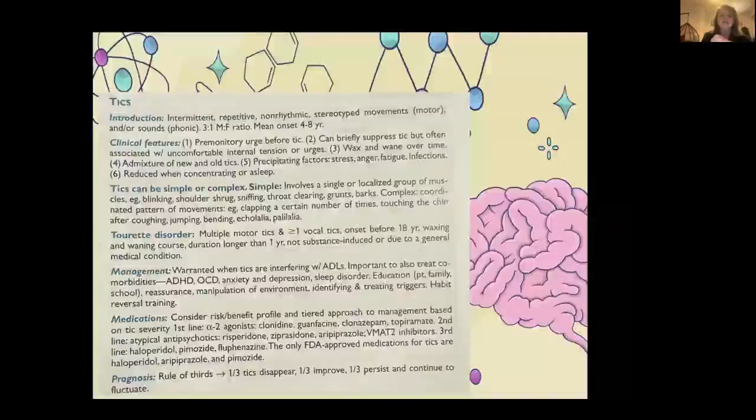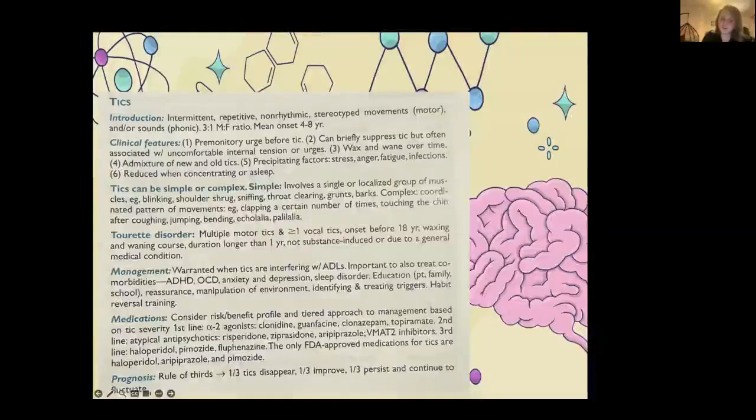They have to do that. Or they touch the chin after coughing, jumping multiple times, bending, and things like echolalia or palilalia. Echolalia is basically when they repeat what the other person is saying, and they repeat it 2, 3, 4 times sometimes. Palilalia is when they're saying something and they just keep repeating the last part of what they said over and over again. That could be up to 10 times.